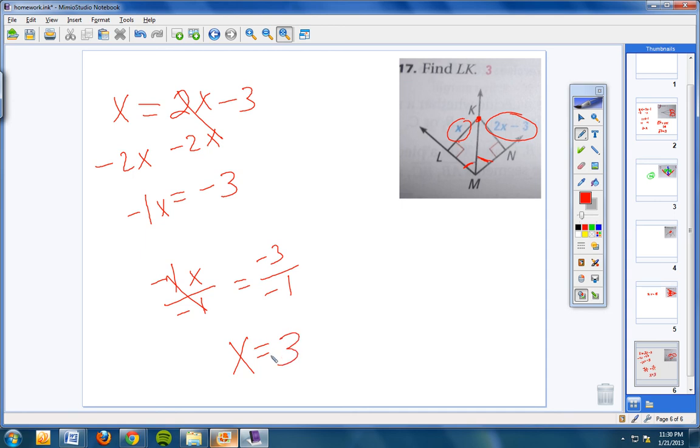Now we're not trying to find x, we're trying to find the length of LK. But in this case, what does LK equal? The length of LK is x. So in this case, the length of LK is 3.